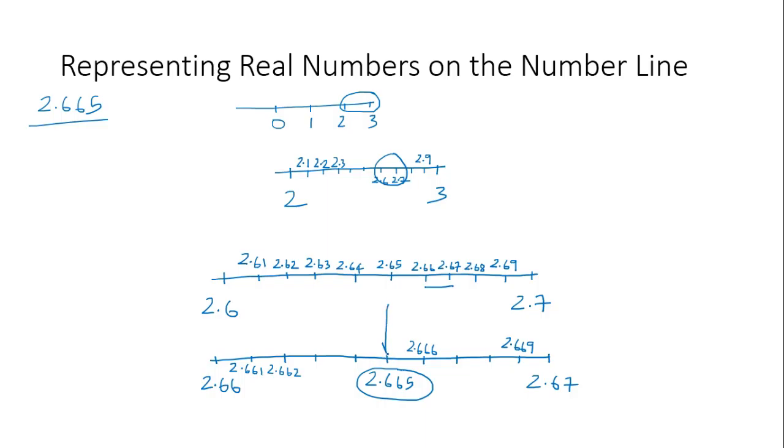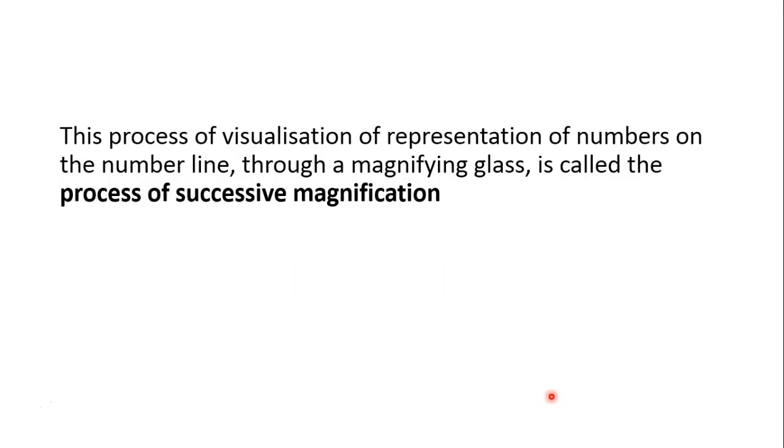So this is 2.665. What we have done here is we have magnified each portion of the number line successively. First we magnified the area between 2 and 3, and then between 2.6 and 2.7, and finally between 2.66 and 2.67. This process is called the process of successive magnification. So just now we visualized a terminating decimal. 2.665 was a terminating decimal.